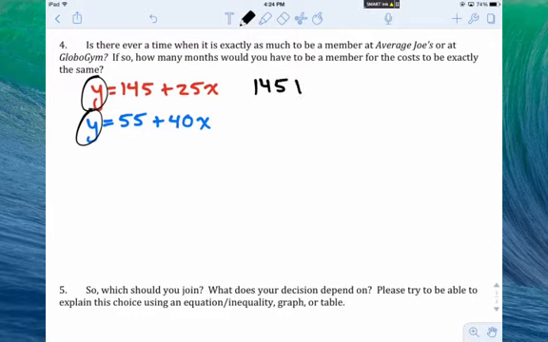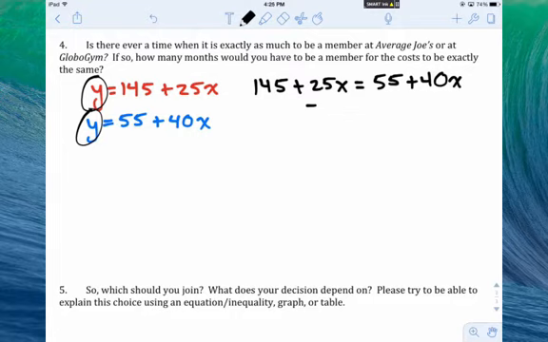So 145 plus 25x, we're going to set that equal to 55 plus 40x. And you can see that this is actually the same strategy we would use if we were solving a system of equations. Look, we've got two equations here in two variables, and we are using the substitution method to solve them. So let's go ahead and do that.